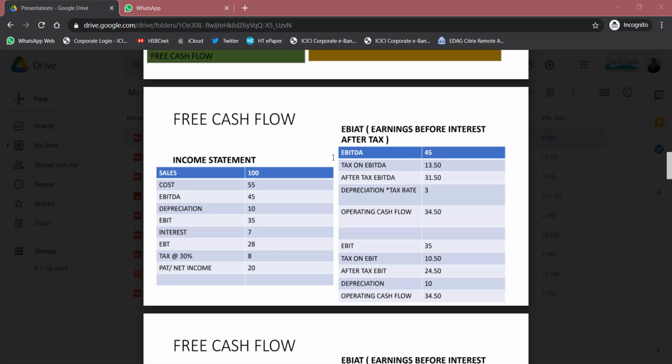Okay. You calculate tax on EBIT. Leave interest out for now. Here, sir has also removed interest.